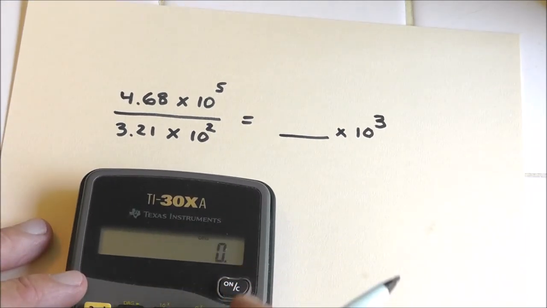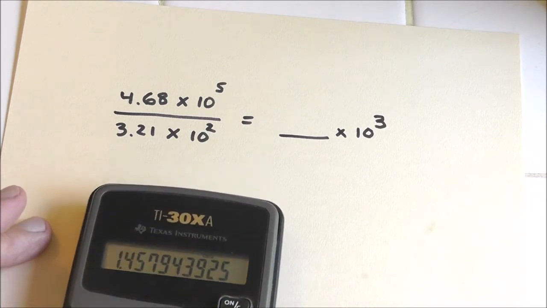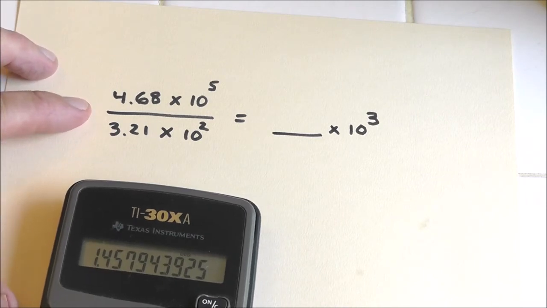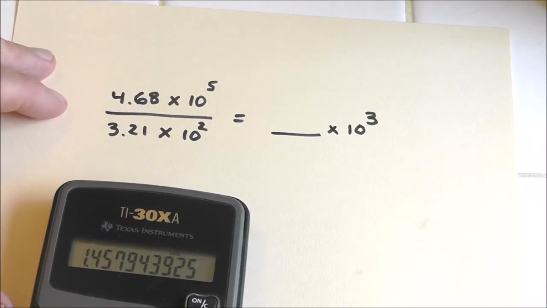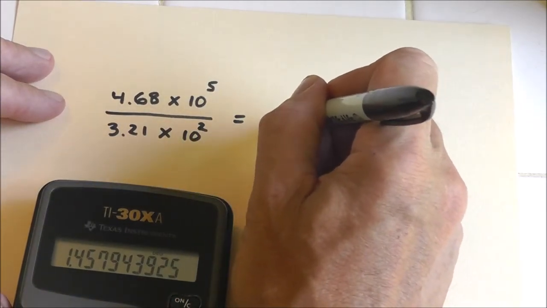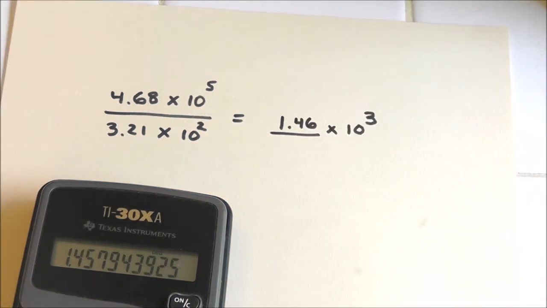So this would be 4.68 divided by 3.21. And I'm going to be consistent. We'll talk about digits another day, how to be consistent. But you can see this had 3 digits, that had 3 digits. So we'll express this in 3 digits. And the answer to that would be 1.46 times 10 to the minus 3.